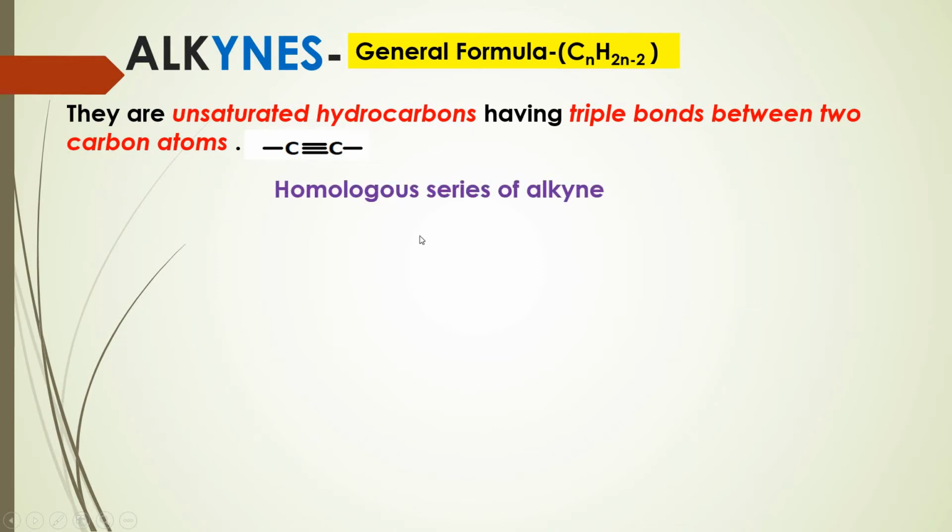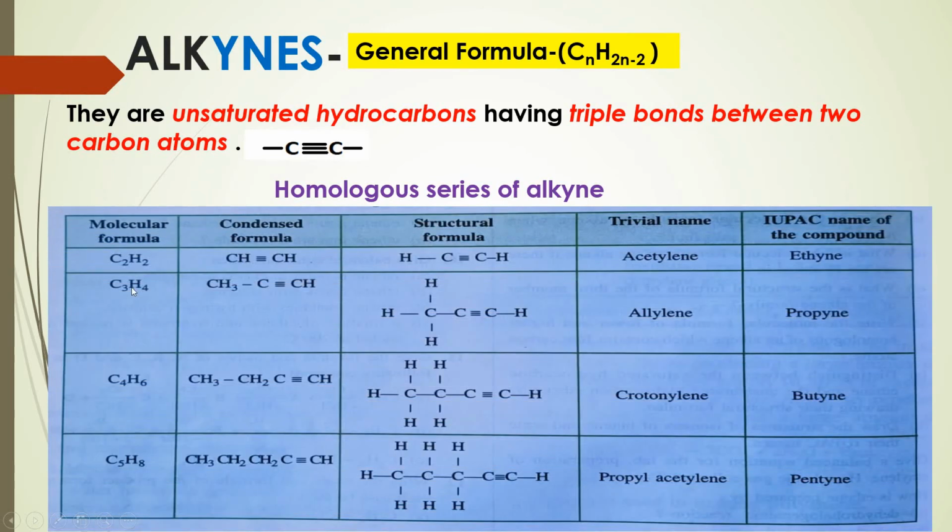Now let us see the homologous series of alkynes. Again here, like alkenes, alkynes also start with two carbon atoms. So the root word starts with eth. The molecular formula of the first compound of the alkyne series is C2H2, and this is the condensed formula where the triple bond is shown between two carbon atoms.